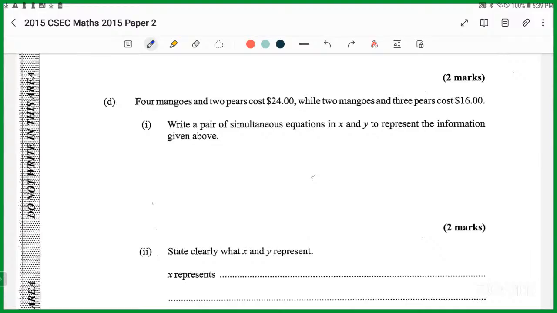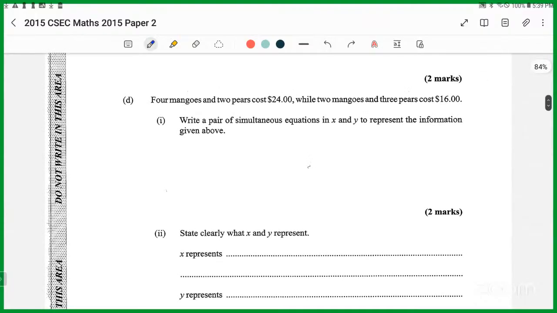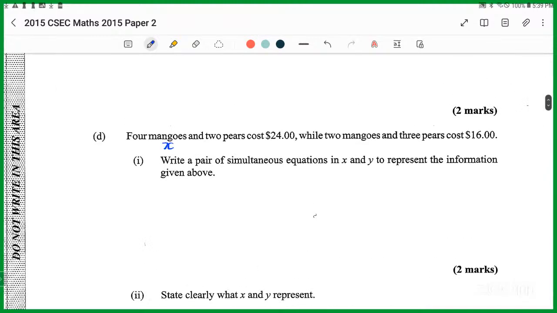So what we'll have to do is decide what x is and what y is. So let's say x is the number of mangoes and y is the number of pears. You must state clearly what x and y represent. So we're going to put x for the mangoes and y for the pears, and x for the mangoes, and again y for the pears.